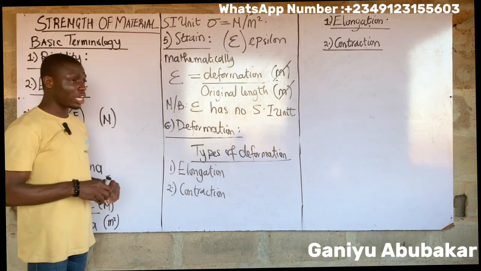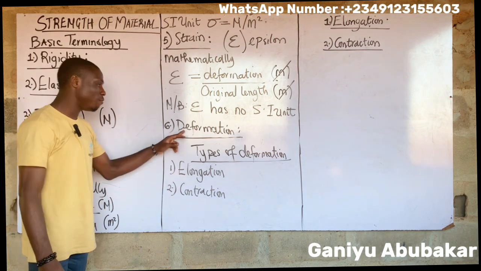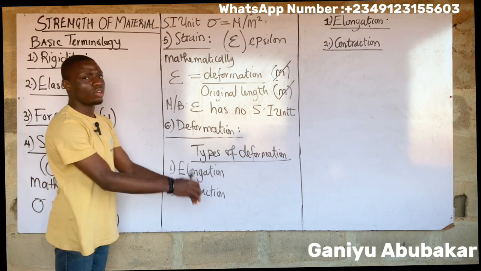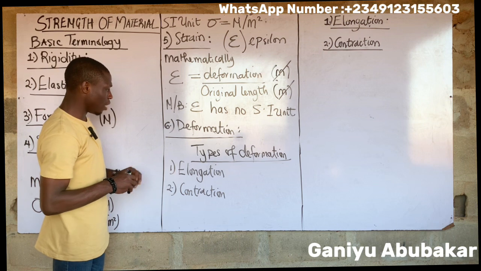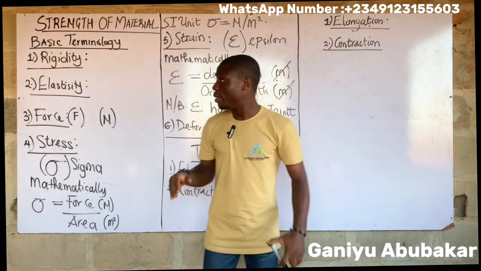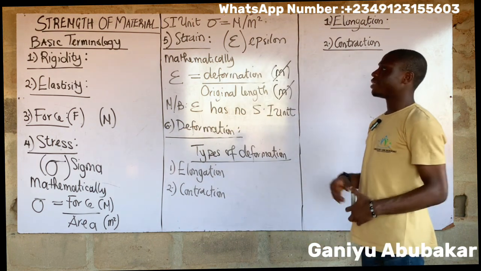So there are two types of deformation that we have: the elongation and the contraction. Both of these are still under deformation. These two will always change the dimension, right? So that becomes your task under this study of strength of material. Those are the six basic terminologies in the study of strength of material.